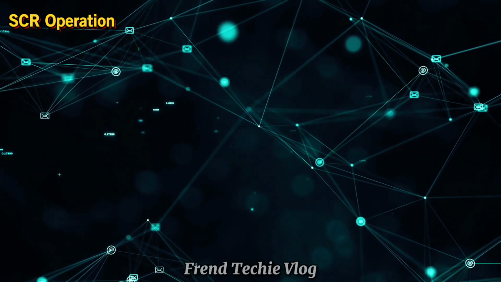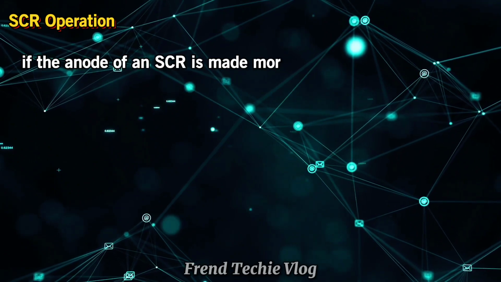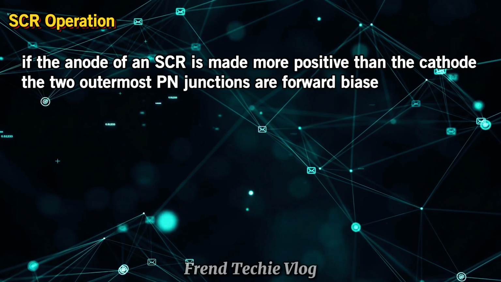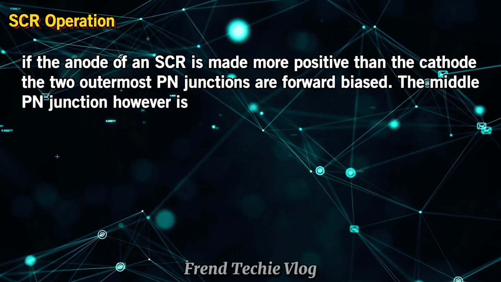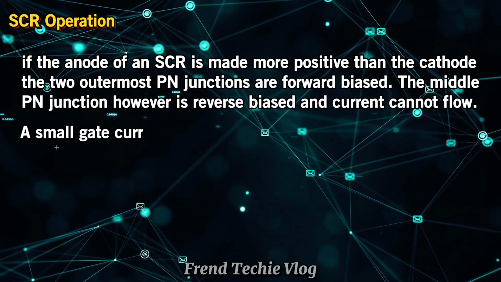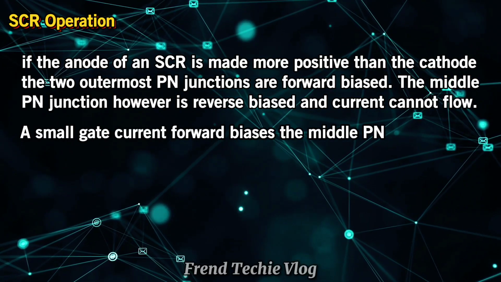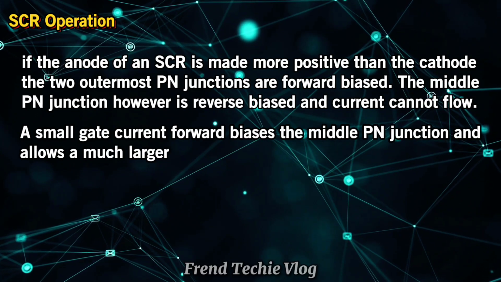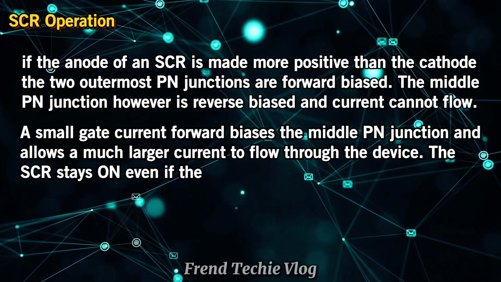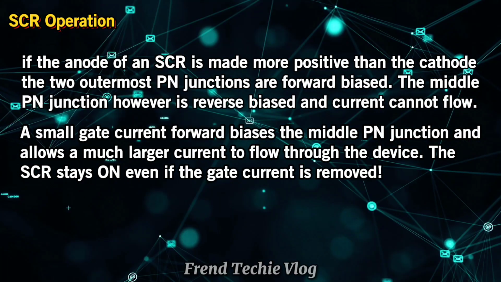SCR operation. If the anode of an SCR is made more positive than the cathode, the 2 outermost PN junctions are forward biased. The middle PN junction, however, is reverse biased and current cannot flow. A small gate current forward biases the middle PN junction and allows a much larger current to flow through the device. The SCR stays on even if the gate current is removed until power is disconnected.